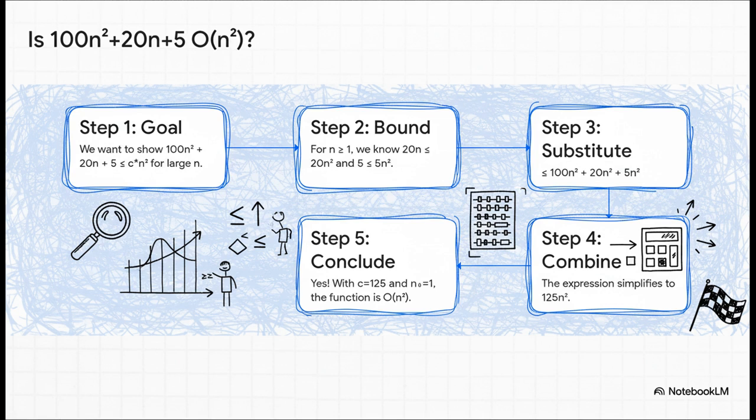And when you combine those, what do you get? 125n squared. And boom, just like that, we found our ceiling. We've proved it's O of n squared with a constant C of 125.